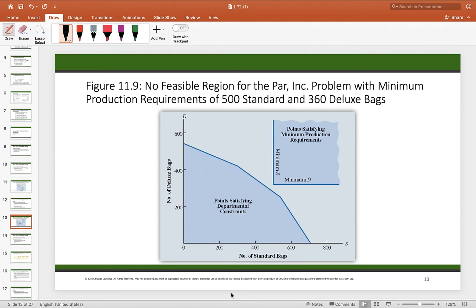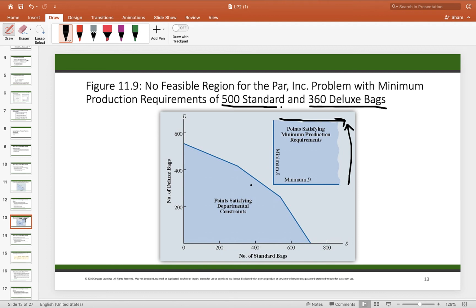So for the example we're looking at on the golf bags, if we add in 2 additional constraints, so one of them is that the minimum amount of standard bags you want to make is 500. So the standard bags are along here. You want a minimum of, this is about 500. So you want a minimum of 500. So that's going to give you that. And the minimum of deluxe bags you want, and deluxe up here, is 360. 360 is down. So it's going up here. So that gives you this region.